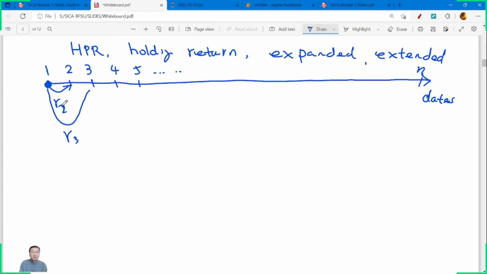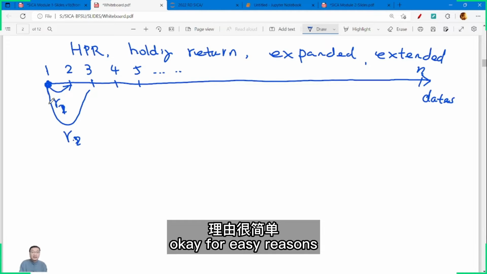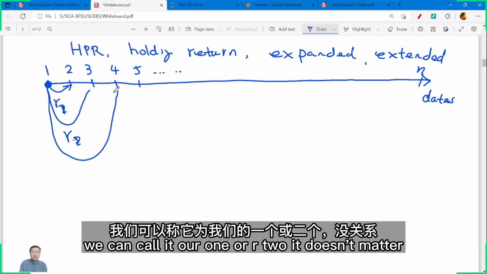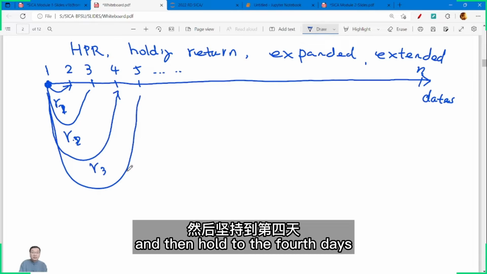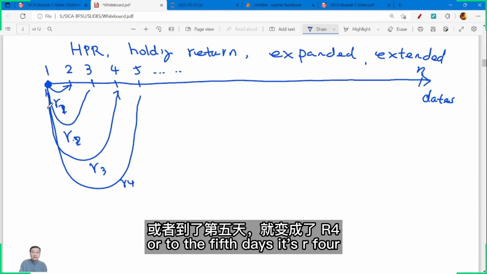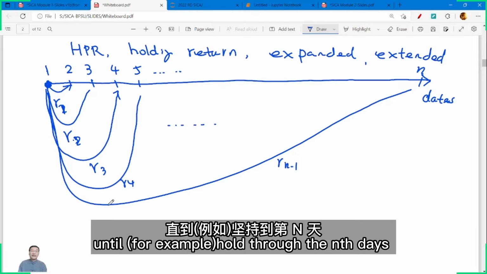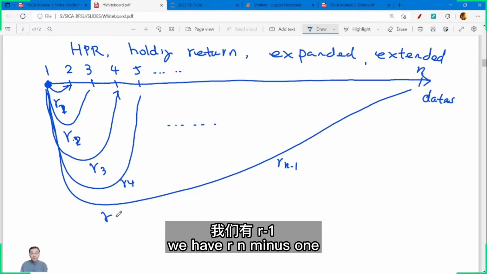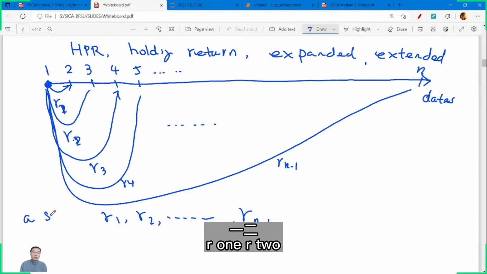For easy reason, we can call it R1 or R2. It doesn't matter. It's just a sequence number. And then hold to the 4th day, it's R3. Hold to the 5th day, it's R4. Until, for example, hold to the n days, we have Rn minus 1. Now we have a new sample: R1, R2, up to Rn minus 1.